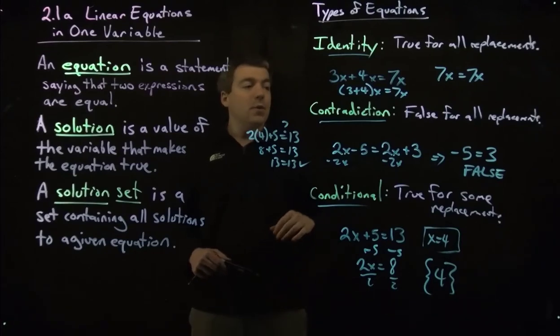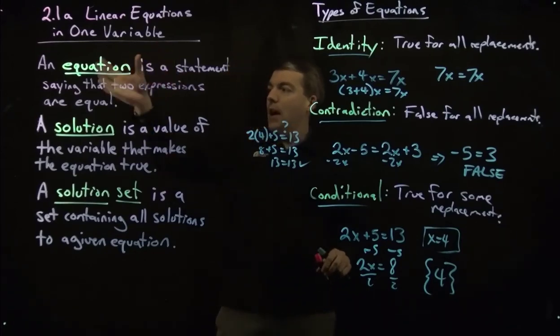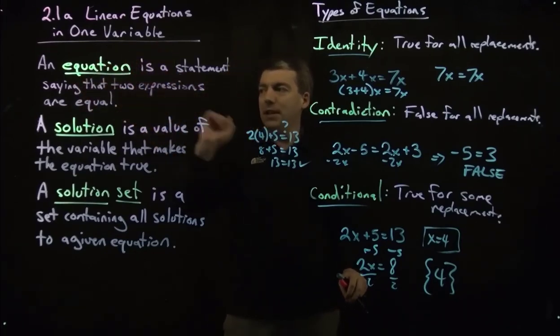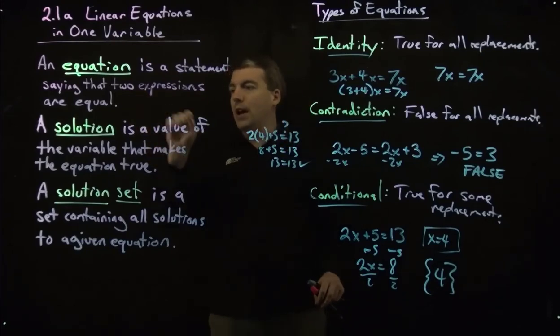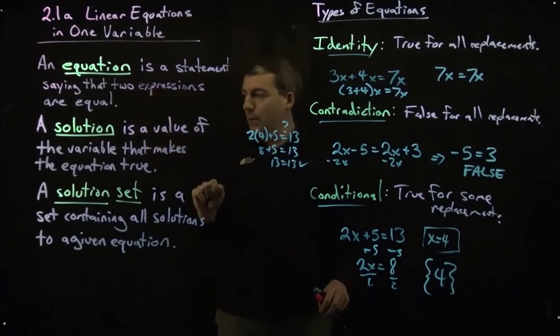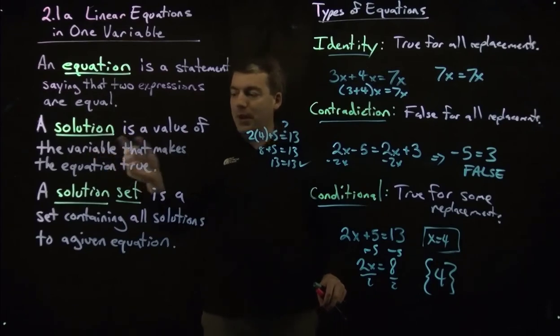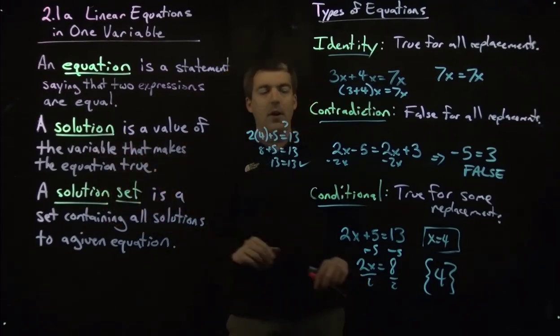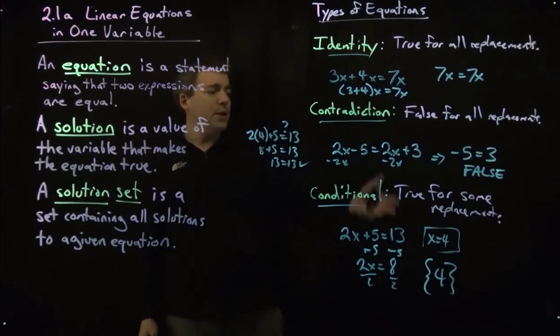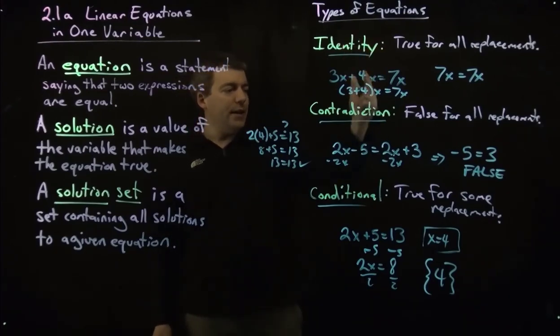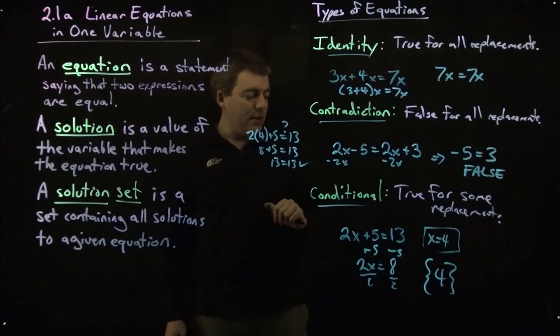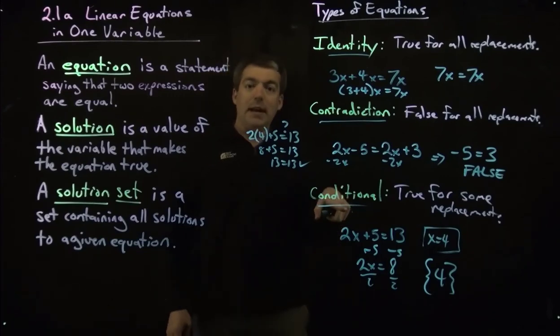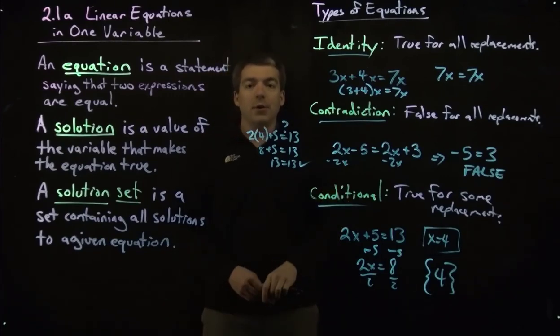Okay, so we have that. We have equations. They're statements that express that two mathematical expressions are equal. A solution is a replacement for the variable that makes that equation true. Solution set is a set of all of them. And then we have our 3 types of equations: identities, contradictions, and conditionals. We'll be most interested in the last one. All right, we'll do some more examples after.